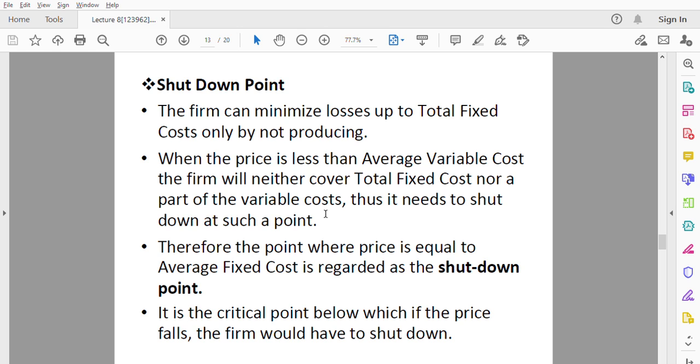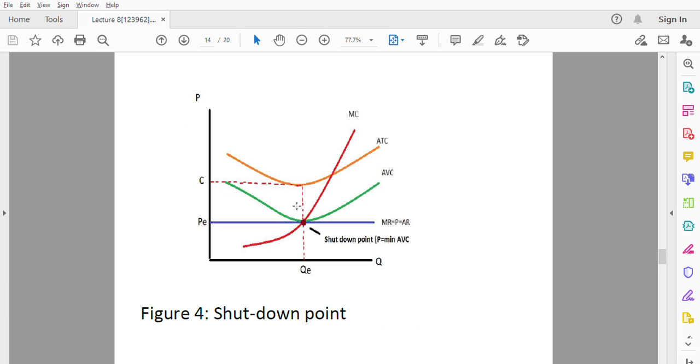So the shutdown point is the point indicated here, the point at which average variable cost, which is this curve, is equal to the price or the marginal revenue or the average revenue. At the shutdown point, the firm is still making losses because your average total cost is higher than your price, but because your average variable cost is equal to your average revenue, you can still be producing. But the moment the average variable cost gets above the price, you have to shut down.